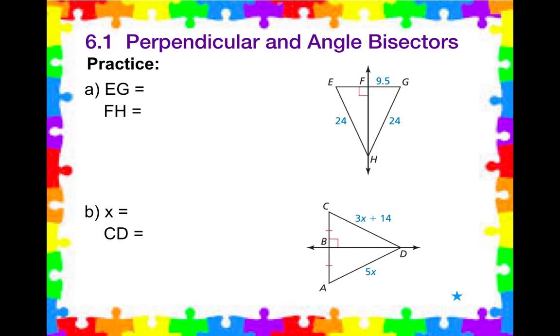Let's look at the second problem down here. On the second problem, we have a perpendicular bisector. So BD is the perpendicular bisector of this segment. Therefore, D is going to be equidistant from A and from C. So that means that 3x plus 14 is equal to 5x. And when you work out that, you come up with x equals 7. And then if you plug in x into one of these, then you get the distance from C to D, which is the same as from A to D. So it's going to be about 35.